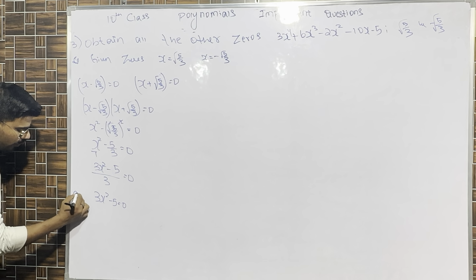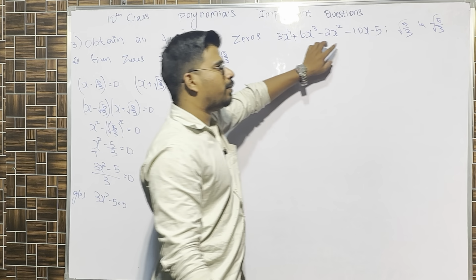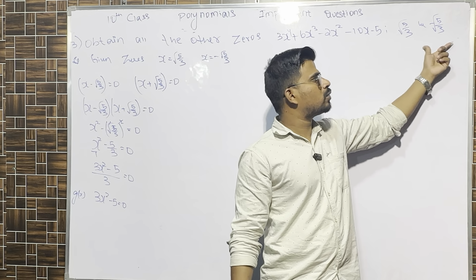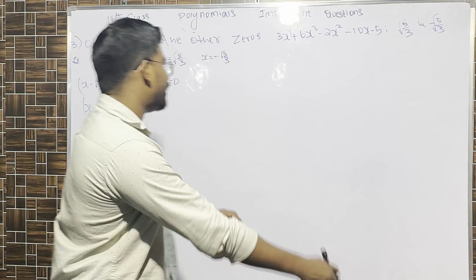This is the g of x. The first part has been completed. What did I say? In order to divide this polynomial, we have to make the divisor first using these two zeros. We've used the zeros and found the divisor. Now we'll divide it.